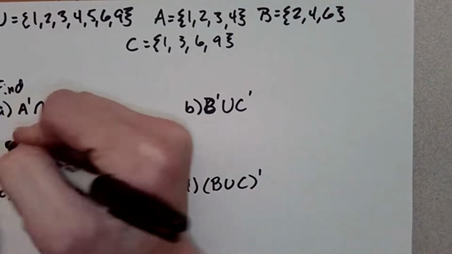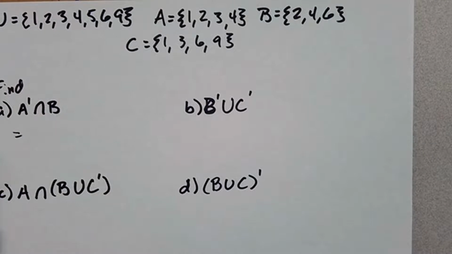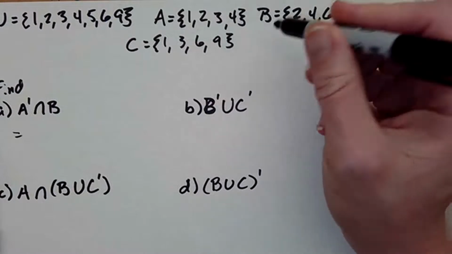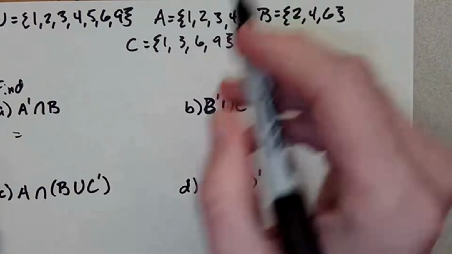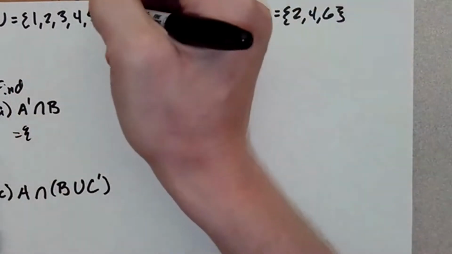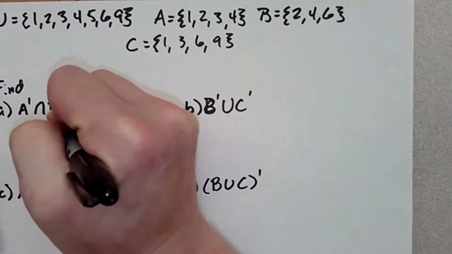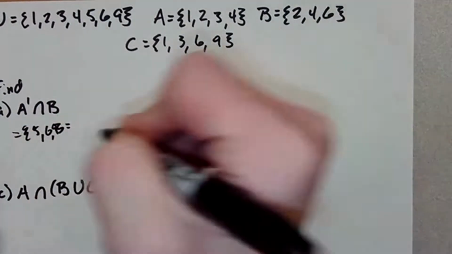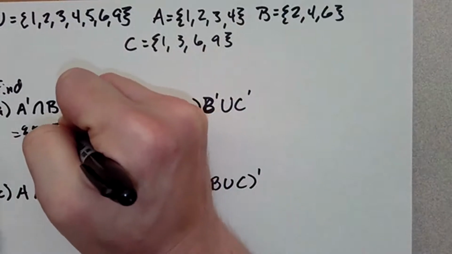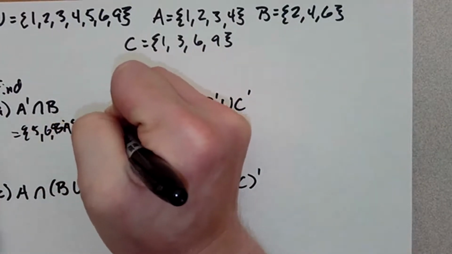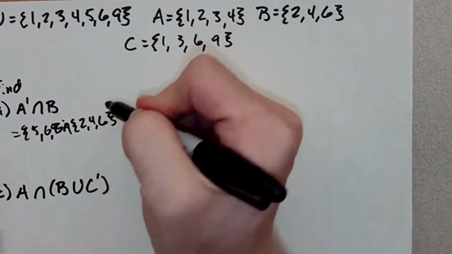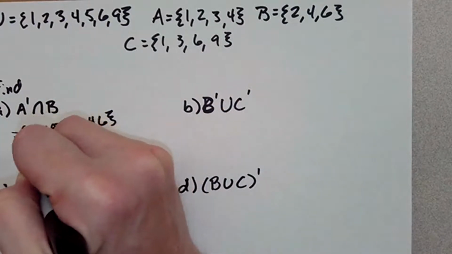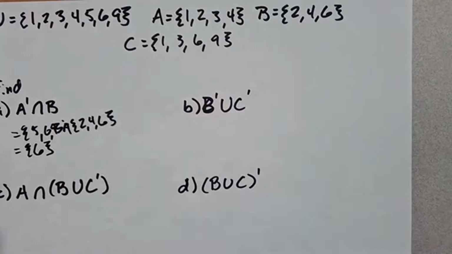To do that, first we want to find the set that is the complement of A. Well, 1, 2, 3, and 4 are in A, so the elements that are not in A are in its complement. That's going to be 5, 6, and 9. And then we take the intersection of that with B, which is 2, 4, and 6. Well, then we just look for the elements that are in both of these sets, and that is only 6. So this is the set that includes only 6.